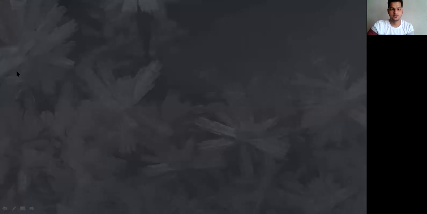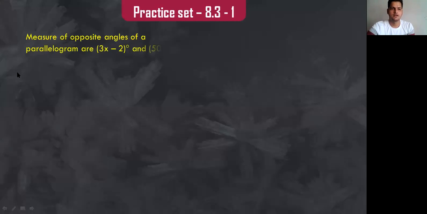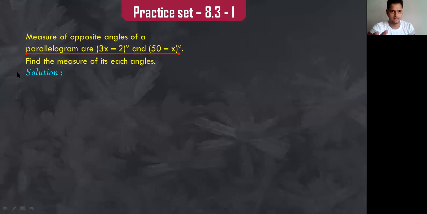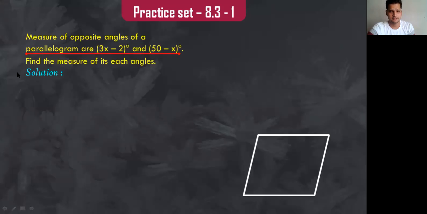Let us continue with the next part of practice set 8.3, question number 1. The measures of opposite angles of a parallelogram are 3x minus 2 degrees and 50 minus x degrees. Find the measure of each of its angles. First of all, let us consider a parallelogram named ABCD.